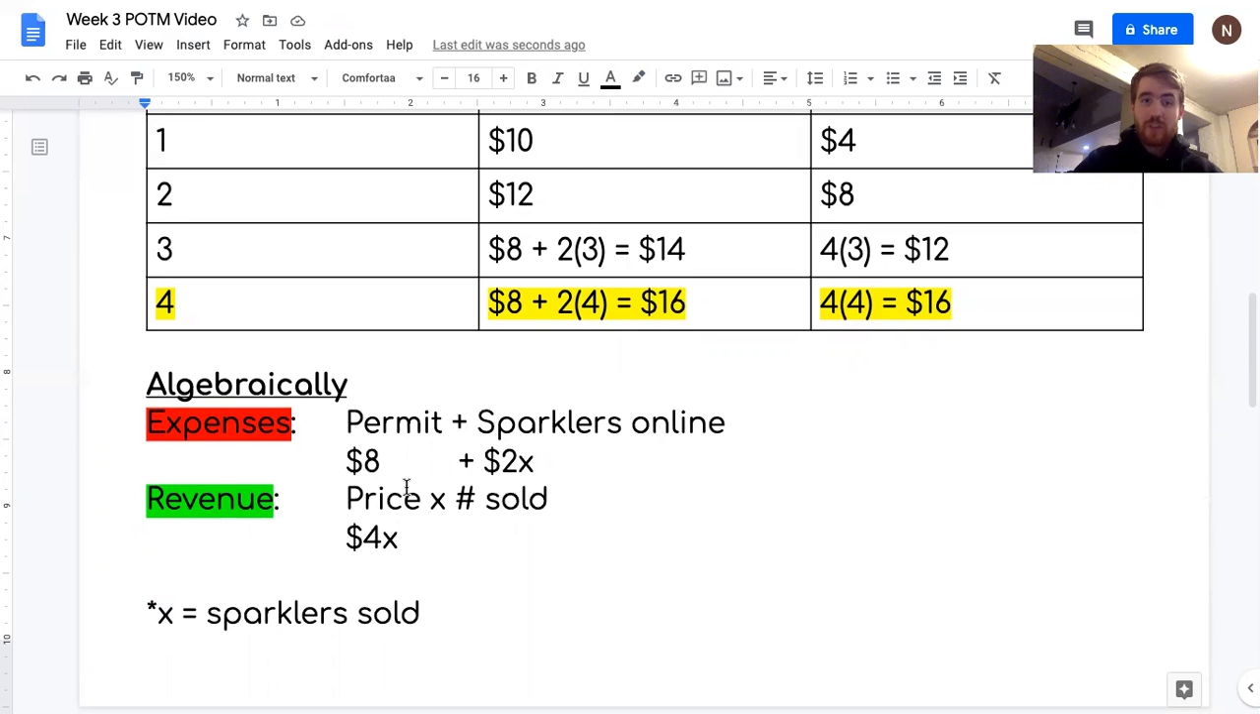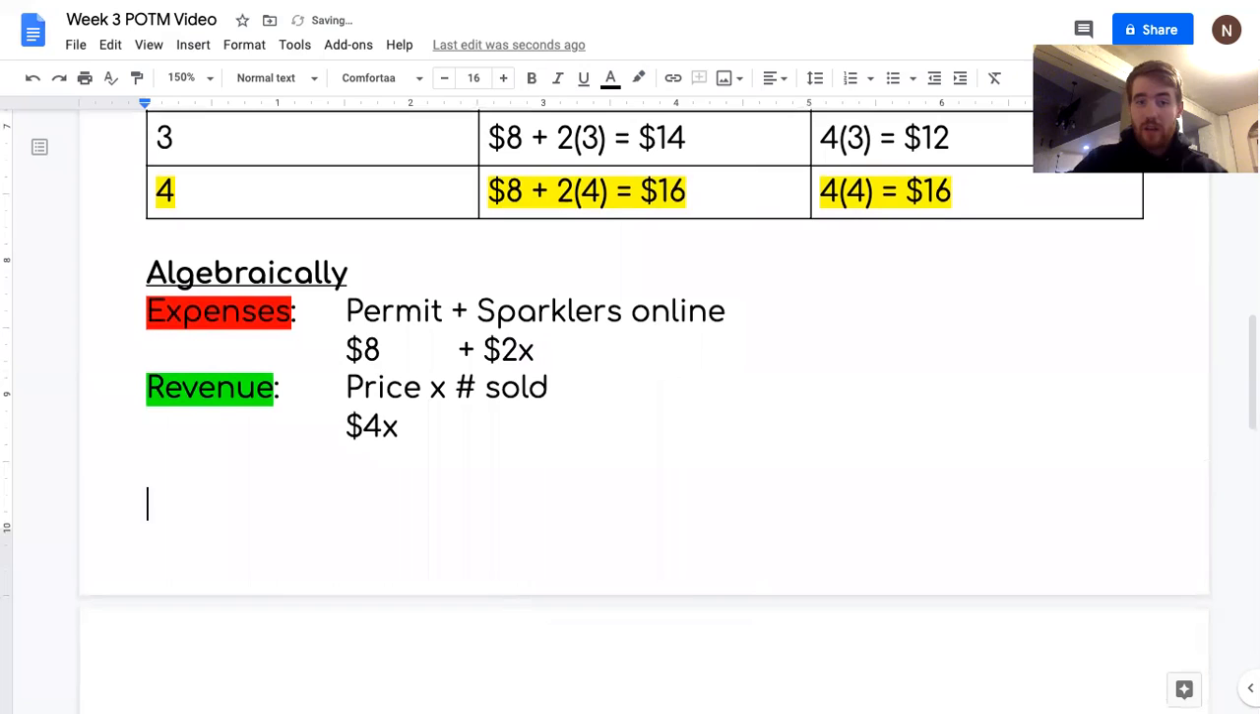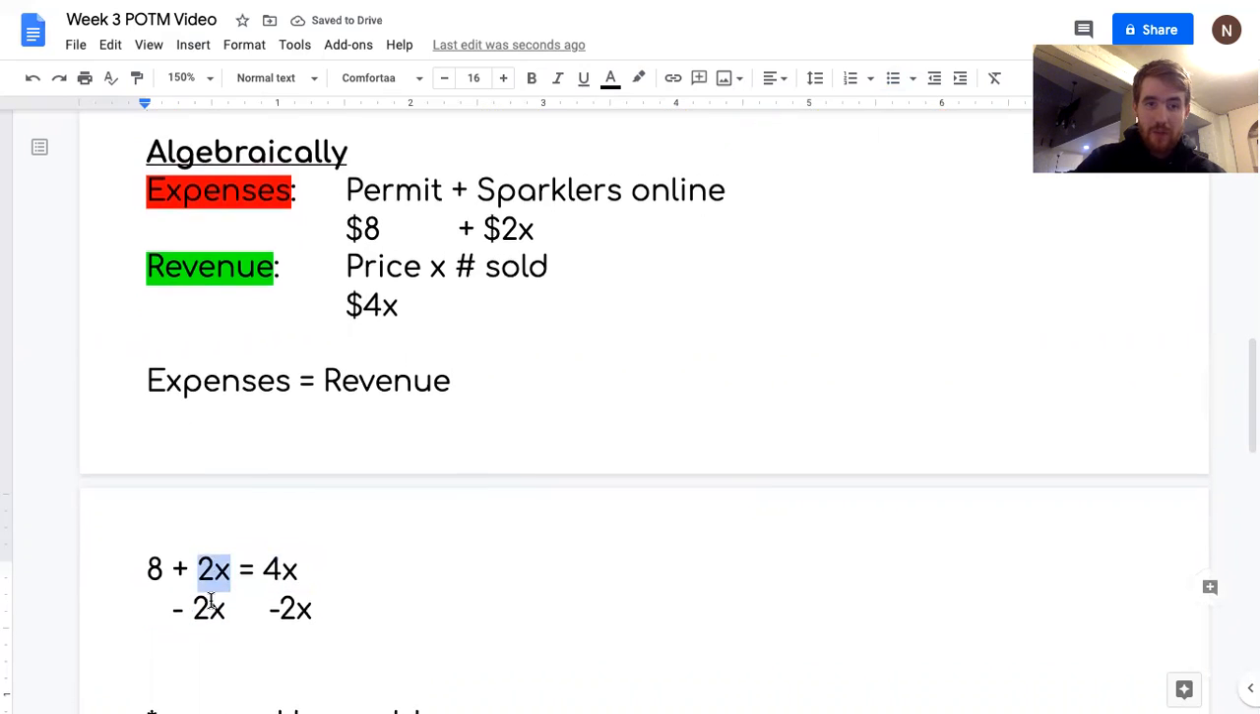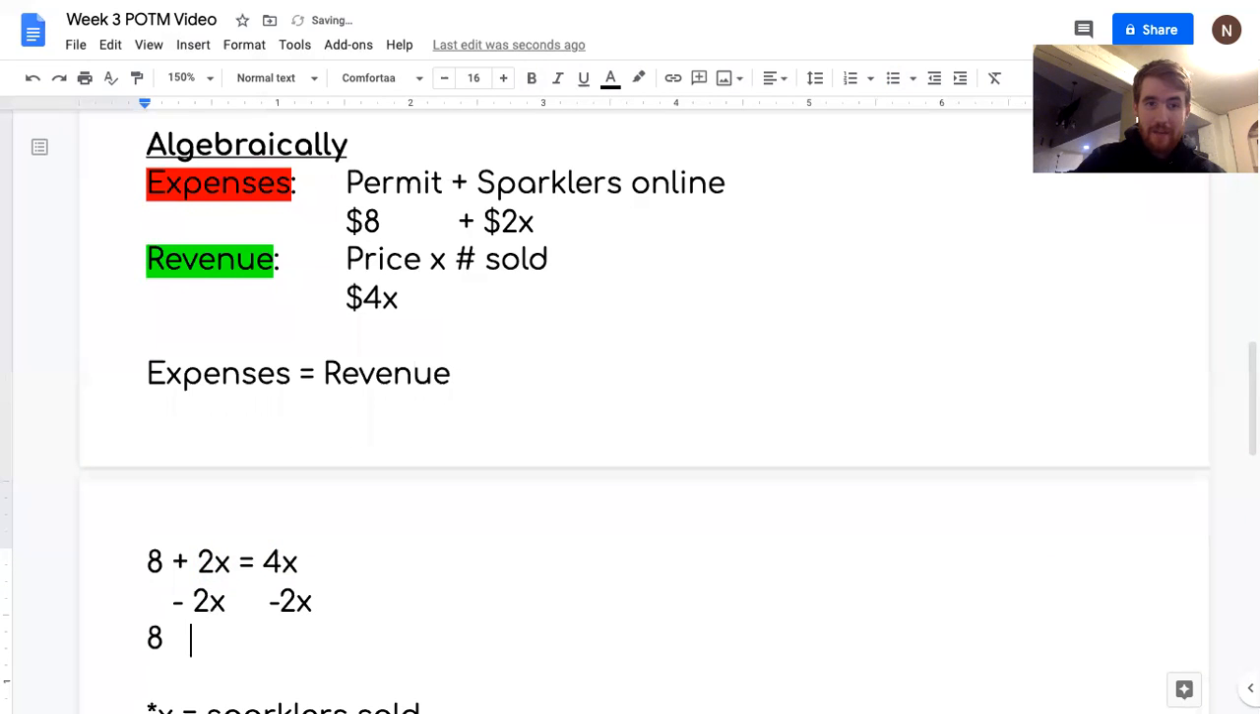Now, we want these 2 expressions to be equal. So we're going to write an equation. Expenses equals revenue. And then we're going to plug in the expressions we got up here. So expenses, we know, are 8 plus 2x. And revenue, we know, is 4x. And now we just need to do some algebra to solve this. So we'll go ahead, subtract 2x on both sides. That's going to cancel out this 2x, we'll cancel out this. So we'll be left with 8. And 4x minus 2x is going to leave us with 2x.